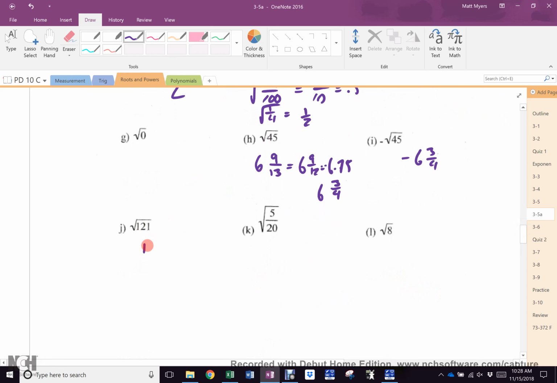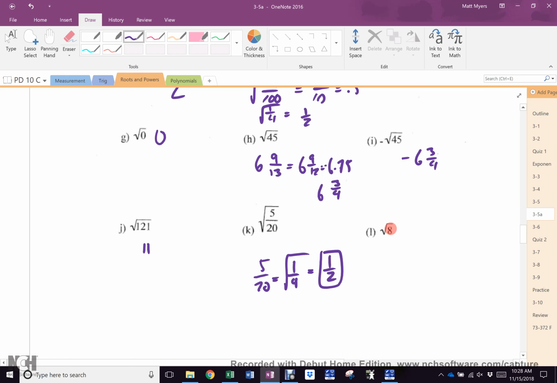121 is 11. And this one, a lot of people say this one is not rational. So they start estimating it. But of course, 5 over 20 is 1/4, isn't it? And the square root of 1/4 is 1/2. So be careful on ones like that.